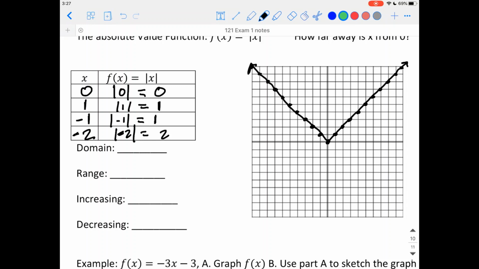Okay, so our domain, again, is our x's. And it's going to be lowest x, comma, highest x. And so our lowest x, this part of the graph is going forever left. So it's going to be -infinity, always with a parentheses. And this part of the graph is going forever right.